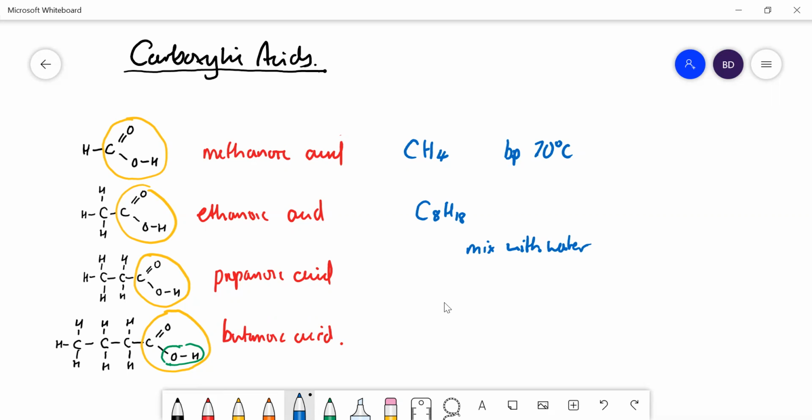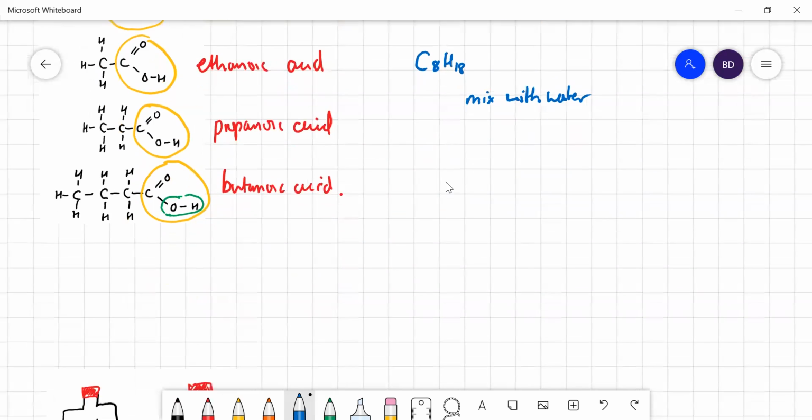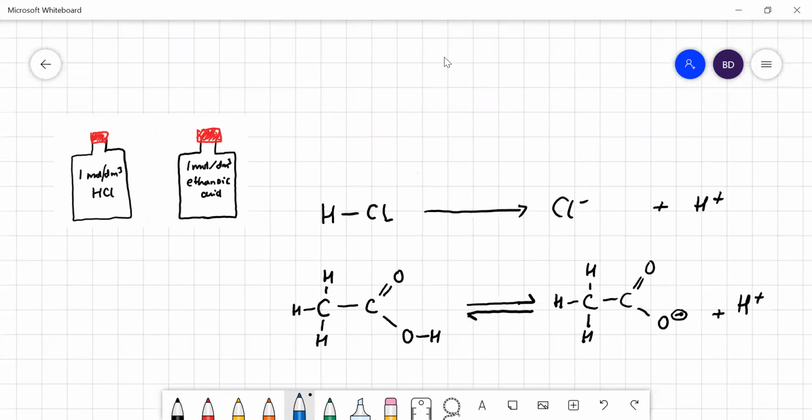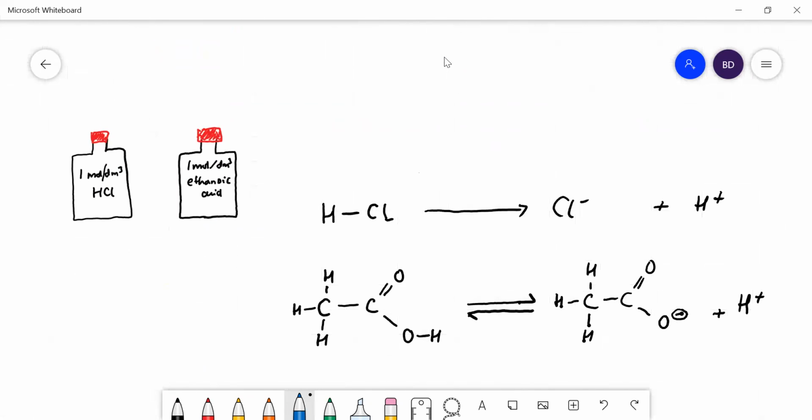So let's have a look at a little bit more detail about it. They're not what you call strong acids, they are weak acids. So look, I've got 2 bottles of acid there. Both have got the same concentration, 1 mole per decimeter cubed. Hydrochloric acid, which is a strong acid, and 1 mole per decimeter cubed ethanoic acid, that's a weak acid. But if you look at the pHs of them, hydrochloric acid will have a pH of 1, whereas ethanoic acid won't be as acidic, more like pH 3.